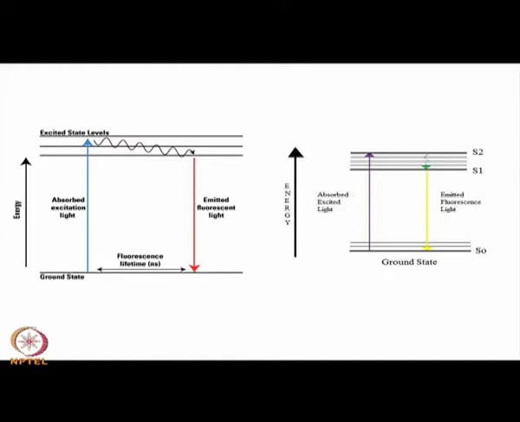It is related to some famous rule, Kasha's rule, that emission always originates from the lowest excited level, although there are certain anomalies to that, certain breakdown of that law. There are instances where this law is violated, but right now we are not interested in that.